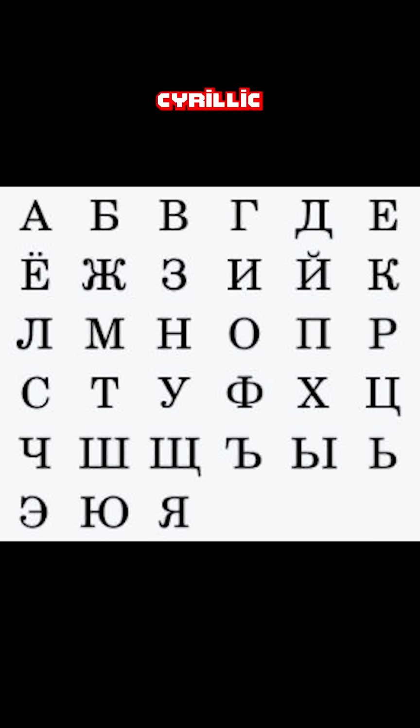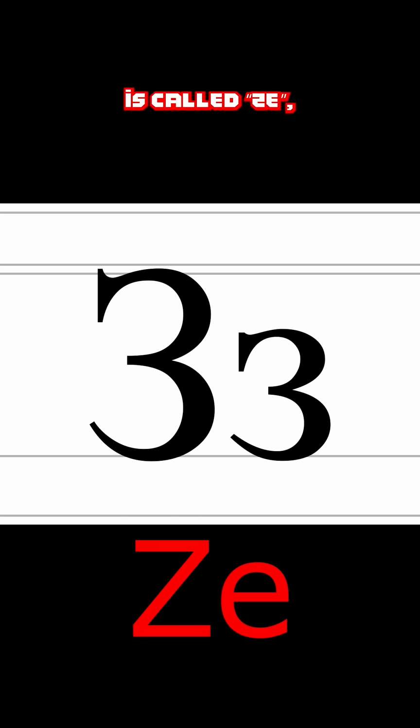Odds are, if you spent any time on the internet, you've seen some writing in the legendary Cyrillic script. In the Cyrillic script, there's a letter that looks like the number 3. This letter is called Z, and like its name, it makes the sound Z. It's easy to remember if you picture a race car with the number 3 zooming around a racetrack.